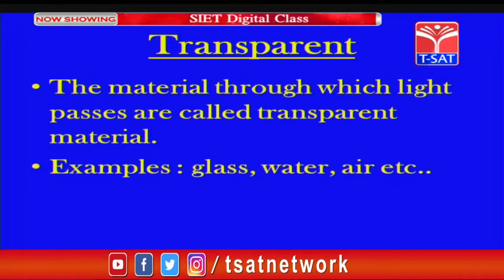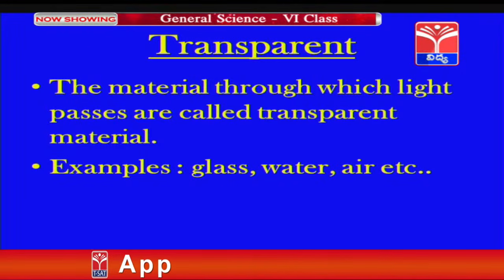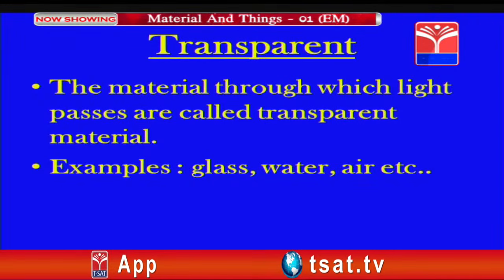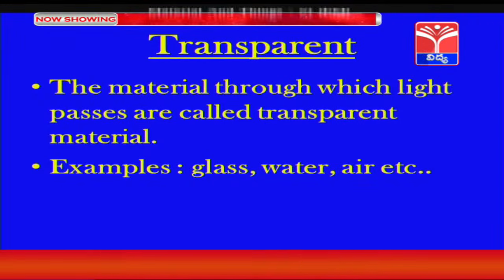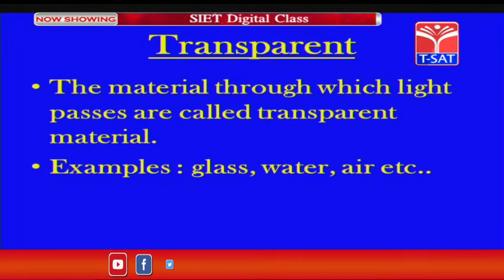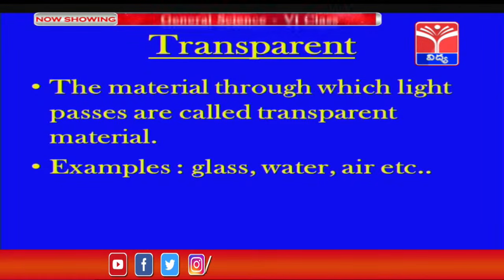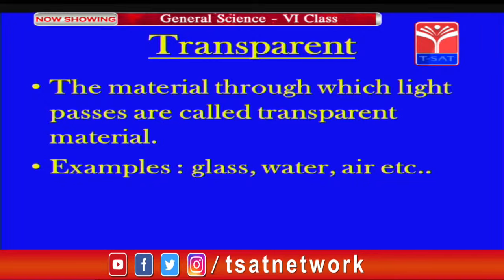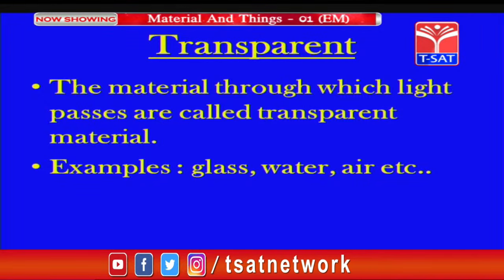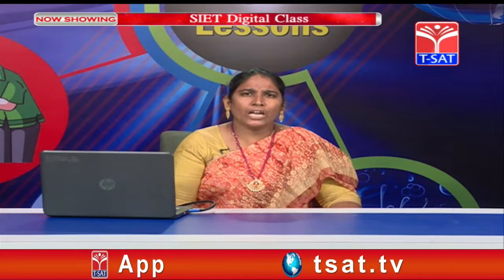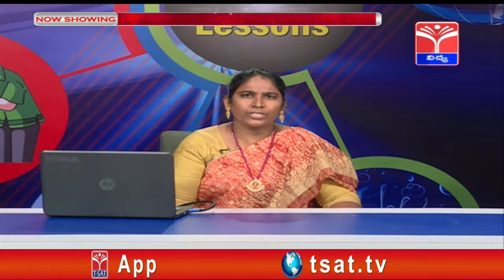So, we will try to define what a transparent material is. The material through which light passes is called a transparent material. Some examples are glass. Water is also a transparent material. Air is also transparent. We can see many objects in the air, right children? Some materials are also observed in our day-to-day life through which we cannot see, right children?